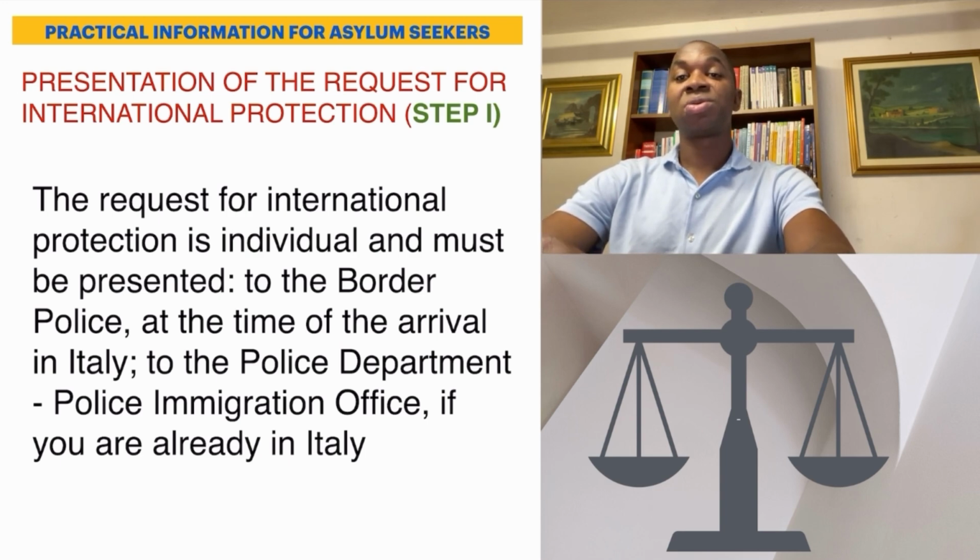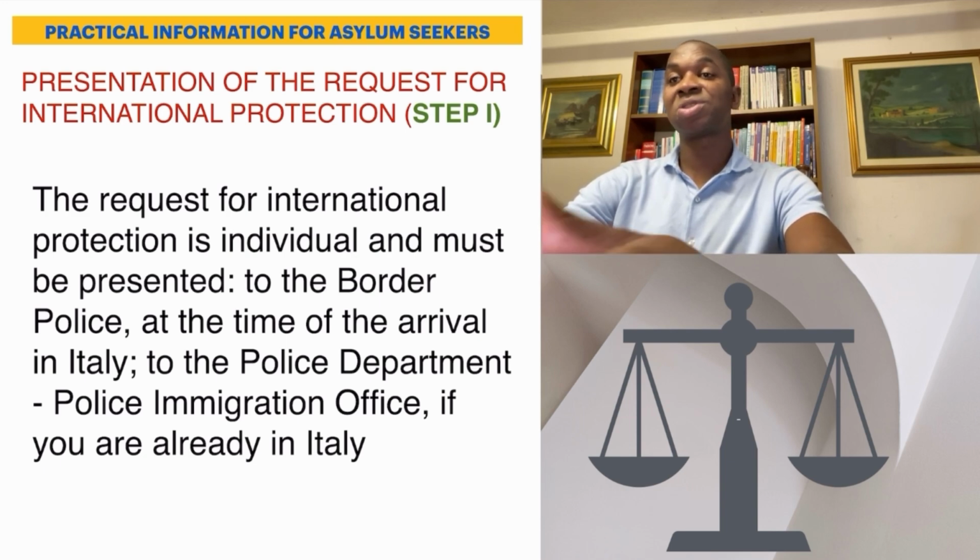In this step 1, listen. Your request for international protection is individual. Know that your request for international protection is a personal request and must be presented to the border police at the time you arrive in Italy. Here I'm using Italy because I'm making this video from Italy. Italy can be replaced with any country you may find yourself in, and the request goes to the police immigration office if you are already in that country.